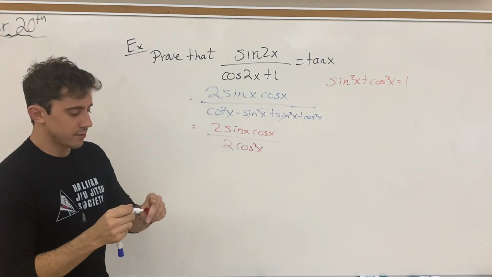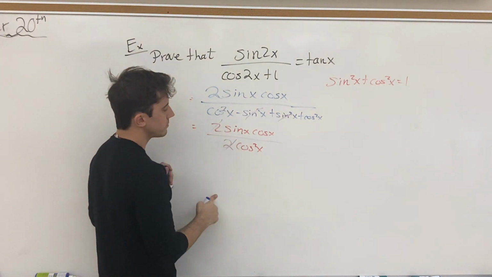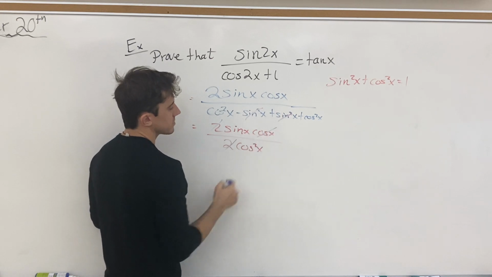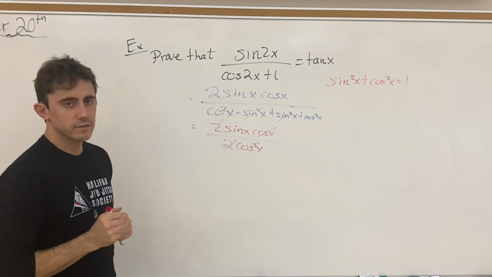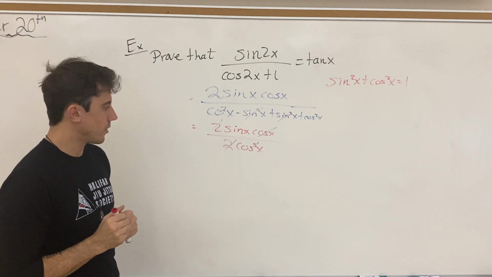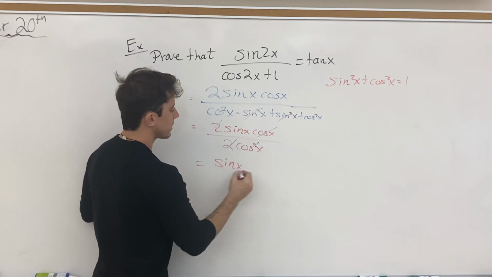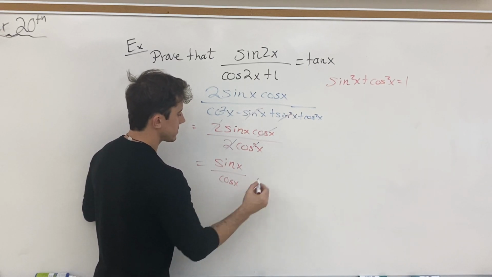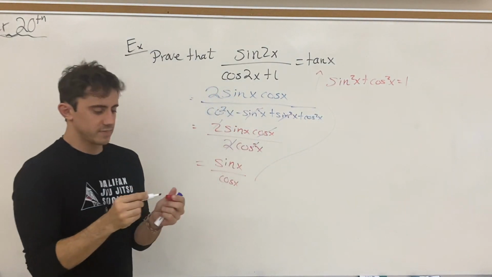And now you might see how this simplifies down to the right hand side. The 2's cancel each other out. The cos x on top cancels the squared factor on the cos x at the bottom. And so right away we end up with sine x over cos x, which we know is exactly tan x.